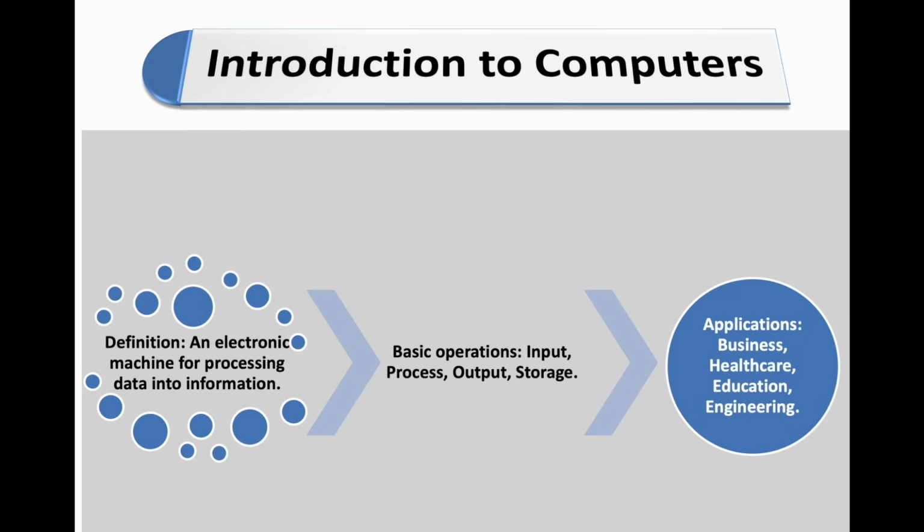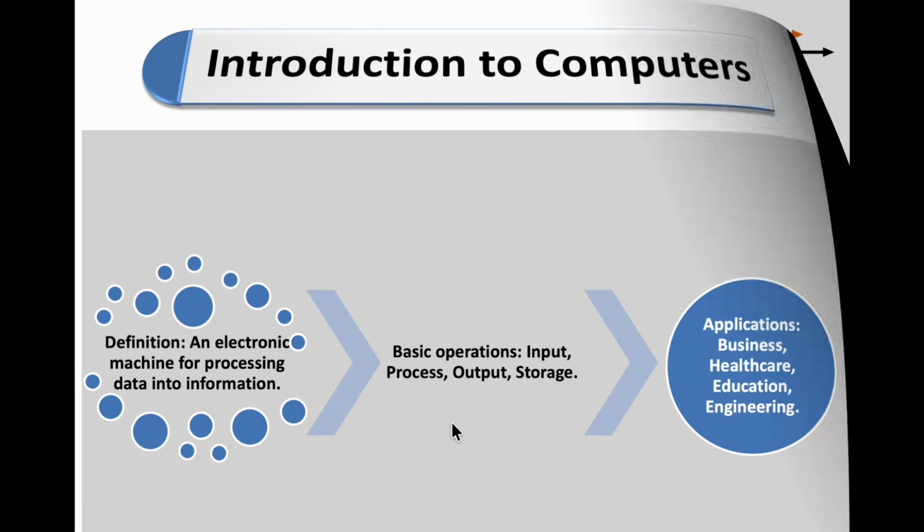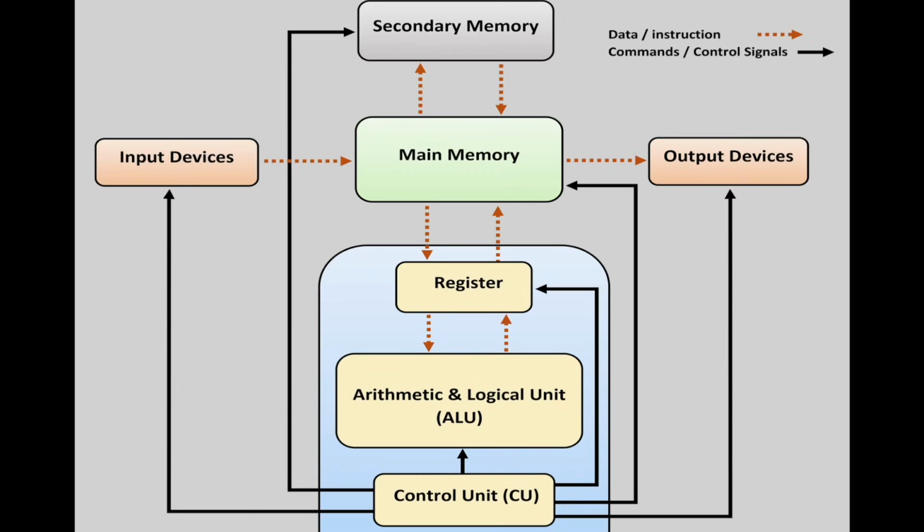The basic components are input, process, output, and storage. There are many applications where you can use computers, like businesses, healthcare, education, and engineering. That is the flow graph, or you can say a block diagram, of the different components. You can see the central processing unit, which contains the control unit, the arithmetic and logical unit, and registers where you store the information.